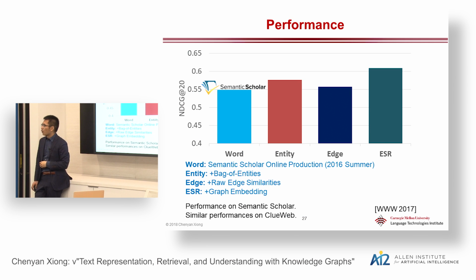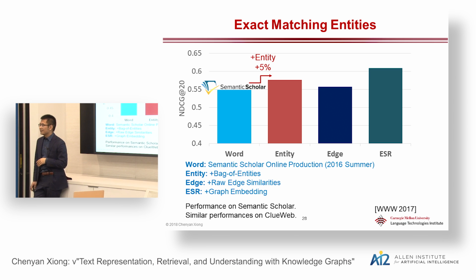So this actually works very well on the Semantic Scholar dataset. This is the result from my last internship, already 2 years ago. We started with the word-based Semantic Scholar search engine back then. I think at that time it was based on Elasticsearch. It's a combination of words and phrase matches. We're adding the entities and their own background entities and their own exact match, nothing else. So it gives you about 5% of improvements already.